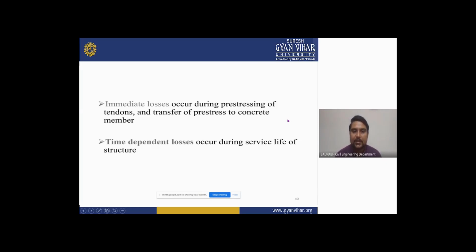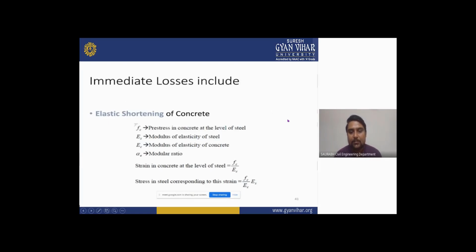First, we will see the immediate loss. It occurs during the prestressing of the tendon and transfer of prestress to the concrete member. And there is time-dependent loss, which occurs during the service life of a structure. Now we will see the immediate losses. What things are included in the immediate losses in prestressed concrete?